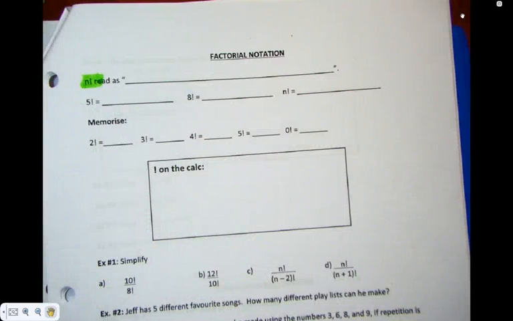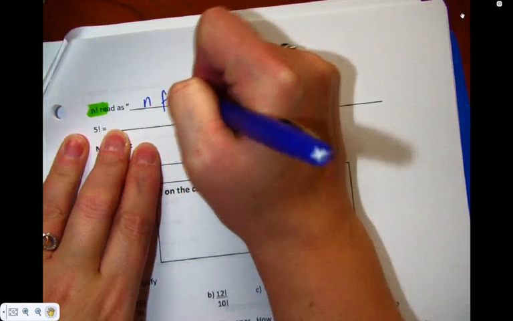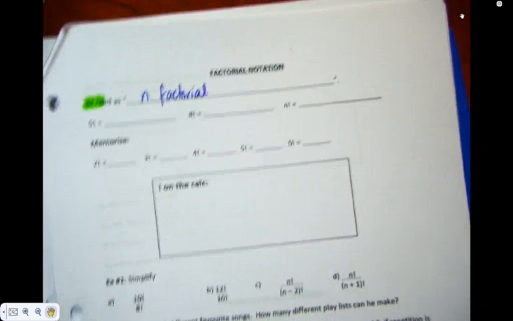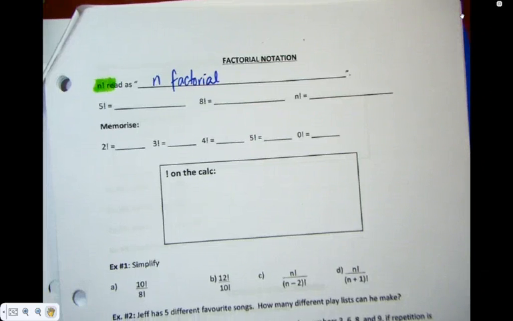Notation? Yes, exclamation point is a mathematical notation. So this isn't n. That's not what it means. It's not that we're really excited to see n. We call this n factorial. N factorial. So the exclamation point is called a factorial.